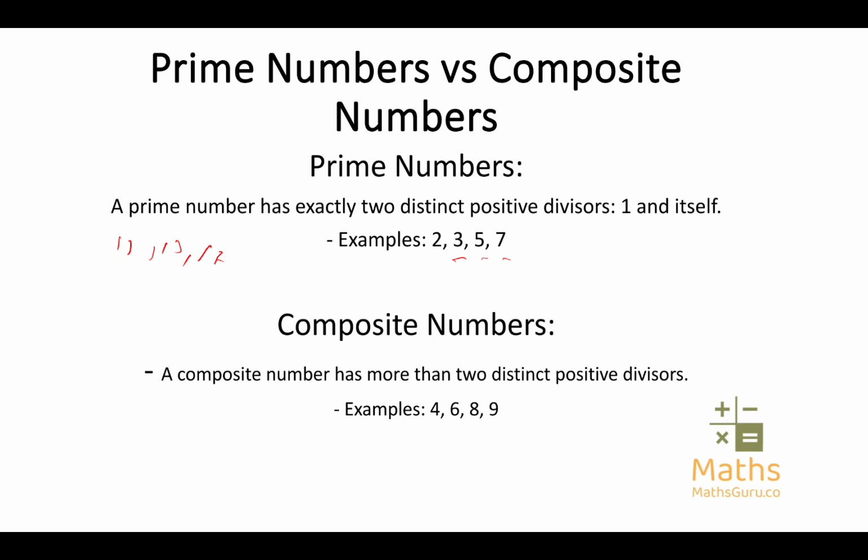Whereas composite numbers are those numbers which have at least 2 positive divisors. For example, 4 has the factors 1, 2, 4. And 6 has the factors 1, 3, 6. So here, except for 1 and the number itself, you will have at least one more factor. Those numbers we call composite numbers. So prime numbers are divisible only by the number and 1, and composite numbers are those numbers which have more than 2 factors, like 4, 6, and so on.